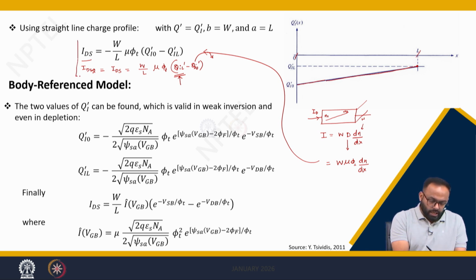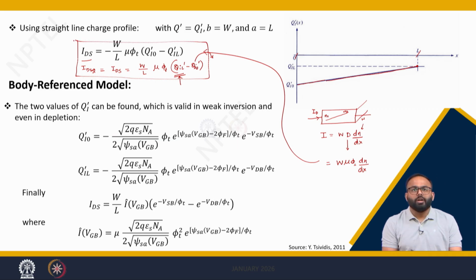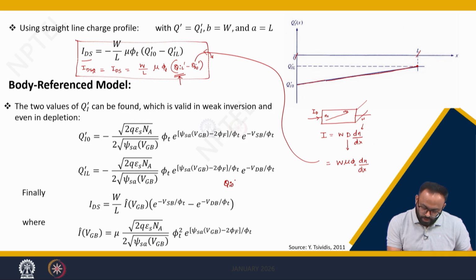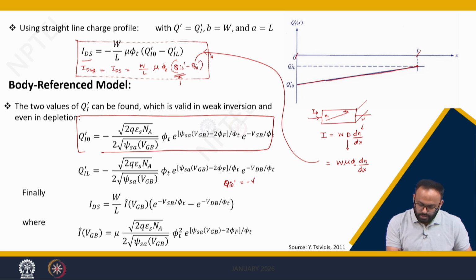So, let us simplify this model using our two known reference models. One is the body reference model and one is the source reference model. We have also derived a few equations a while back when we were discussing body reference and weak inversion and source reference models. So in the body reference model, Qi0' can be defined by this equation, which is nothing but minus the square root of 2 into q into Na into epsilon s, where these quantities are known to you, divided by 2 times psi Sa, which is a function of Vgb only.